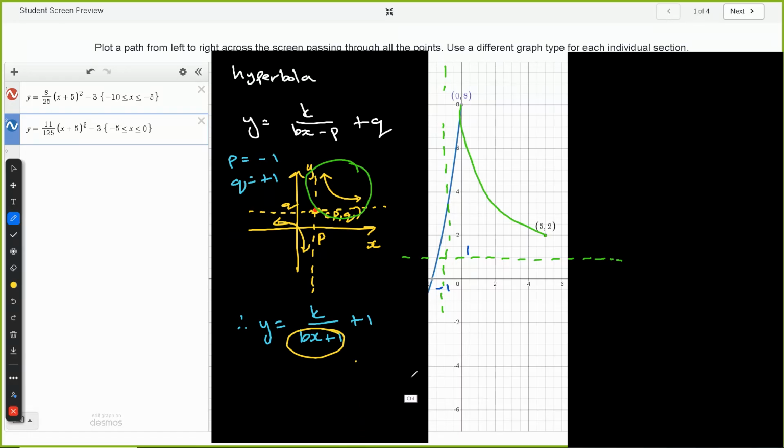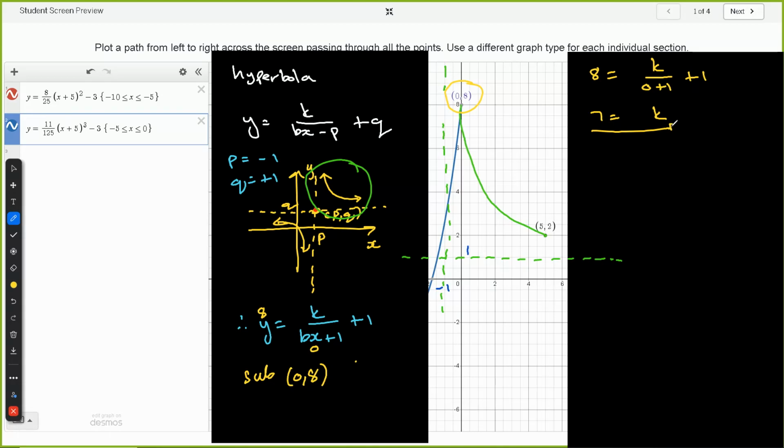Alright, but not to confuse you, let's say we did this and we went with this. I'm now going to substitute the point. Let's start with (0, 8) first. This point here. Okay, x is 0, y is 8. That becomes 8 equals k over 0 plus 1, because 0 times anything is 0, plus 1. That becomes 7, and so k equals 7 for this.